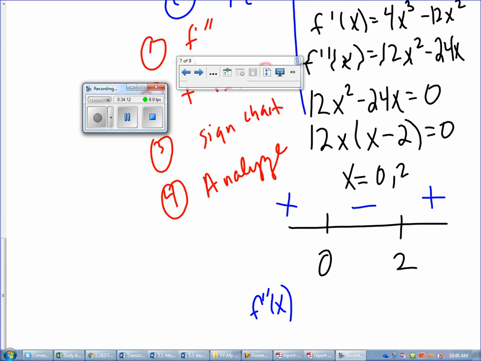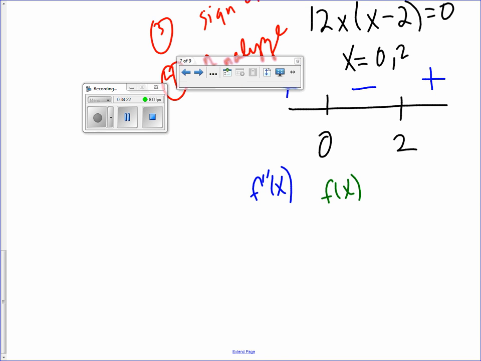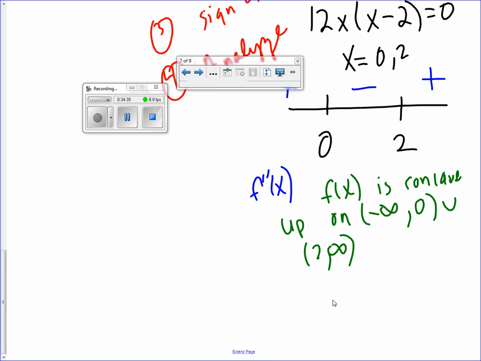Okay, so where is the function concave up? Good. So the function is concave up on two intervals, from negative infinity to 0 and 2 to infinity. That's our claim. What's our evidence? Good, because that's where the second derivative is positive.